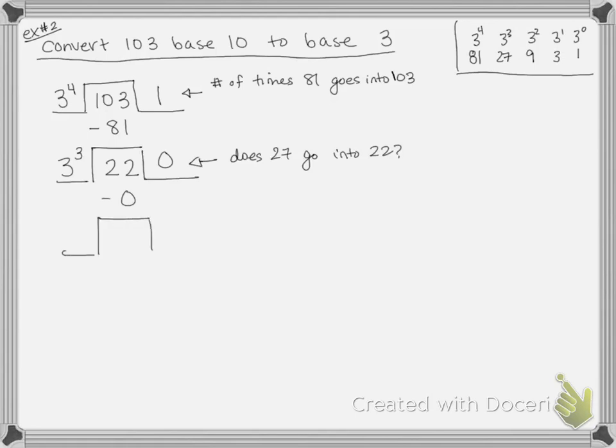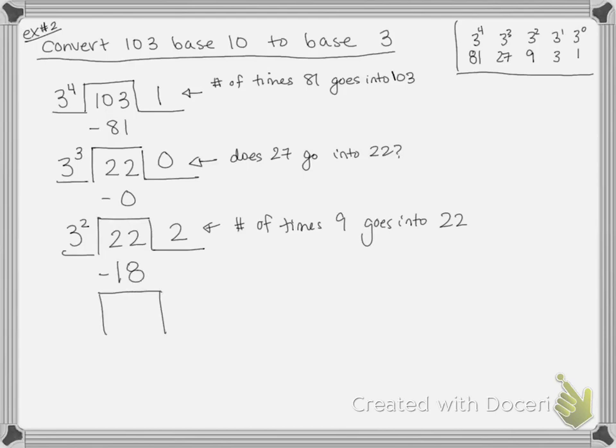So this is very much like when we were dealing with converting to base 2. We got a lot of zeros in that number too. So we're going to jump to 3 squared, and I still am looking at the number 22. So this is going to be the number of times, and remember 3 squared is 9, it goes into 22. So 9 is only going to go in there twice, because 9 times 2 gives me 18. So that's the number that I subtract.